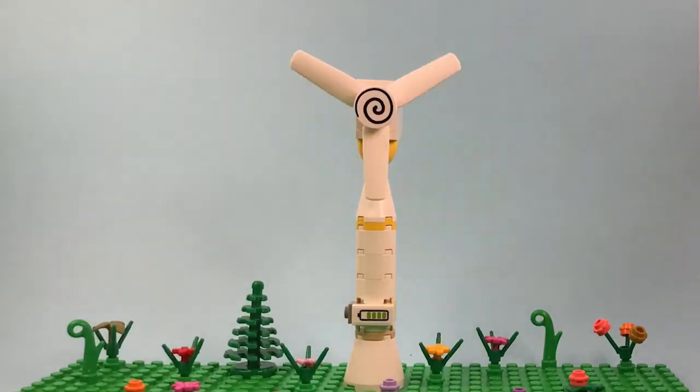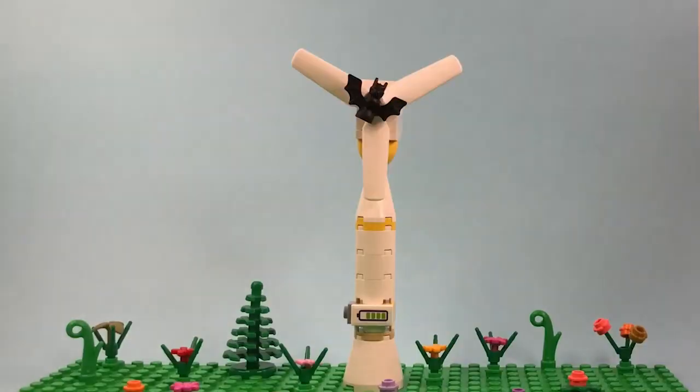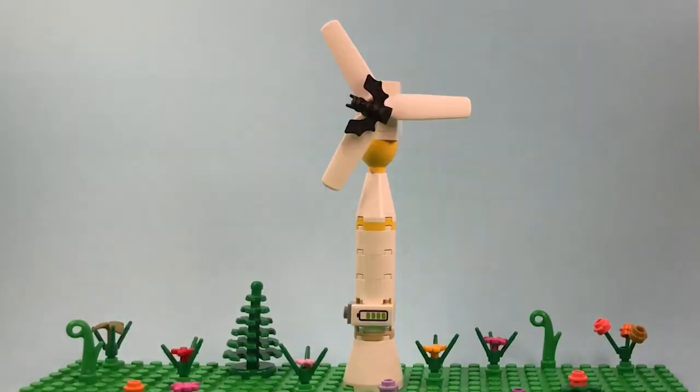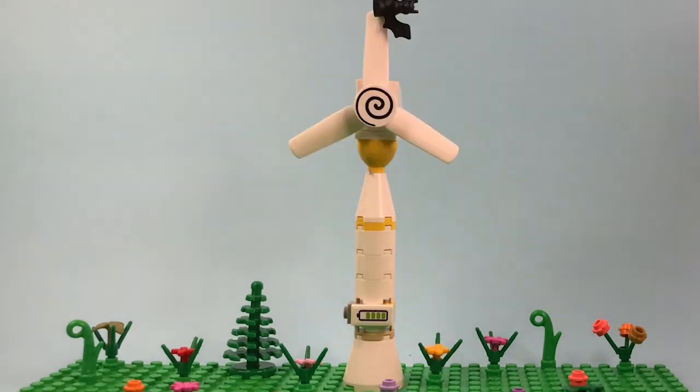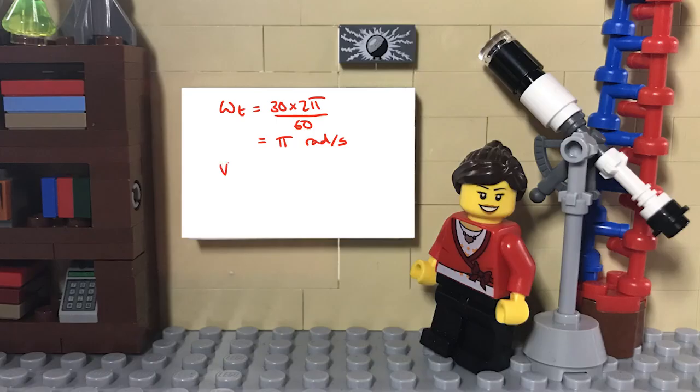So if a wind turbine's blades are 2 meters long, and it rotates at 30 RPM, the angular speed of the blades is 30 times 2 pi divided by 60, which equals pi, or 3.14 radians per second. The linear speed of a bat at the centre of the turbine is 0 meters per second, as the distance from the axis of rotation is 0. Whereas the linear speed of a bat at the tip of the 2 meter blade is pi times 2, which is 6.28 meters per second.